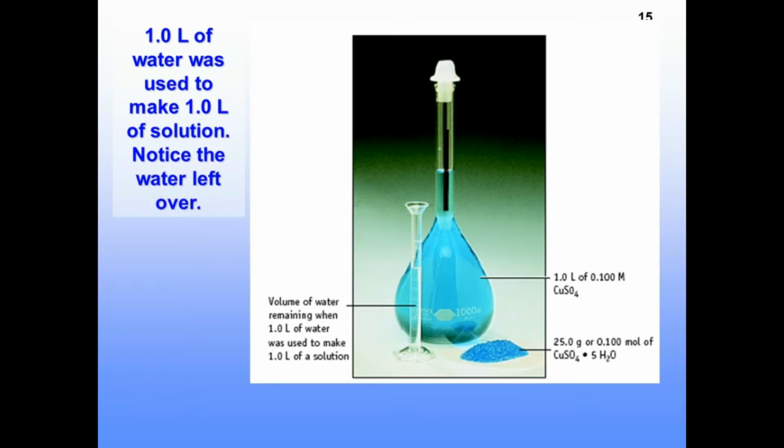So let's say I told you to go make this solution. This is 1,000 milliliters, which is how many liters? 1 liter. So I said make a 1 liter solution with 25 grams of the copper sulfate. Remember the blue stuff you dehydrated? That's that.